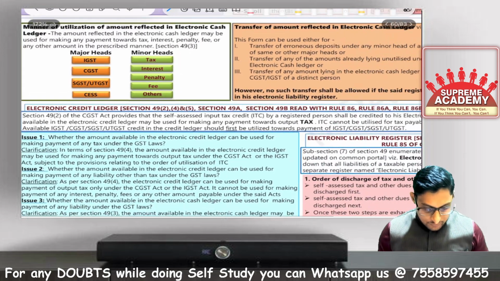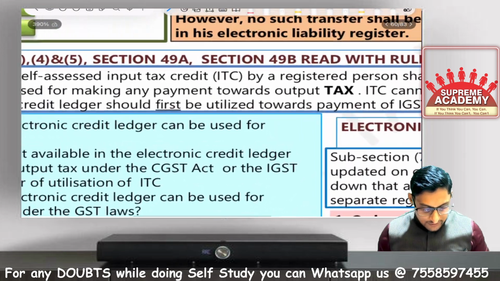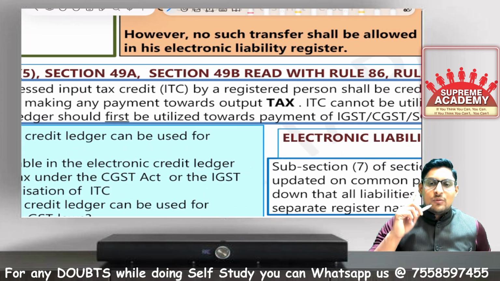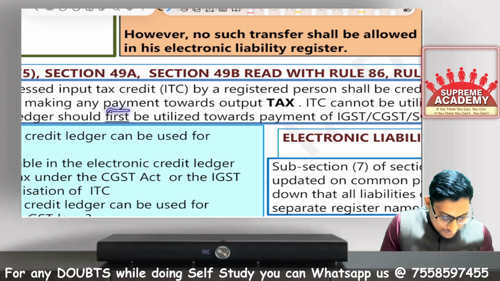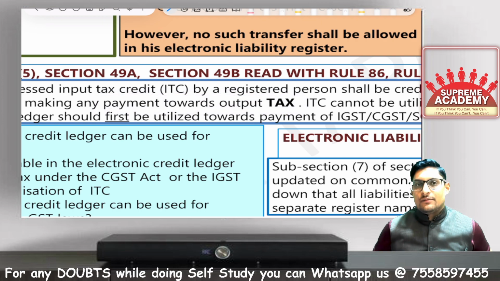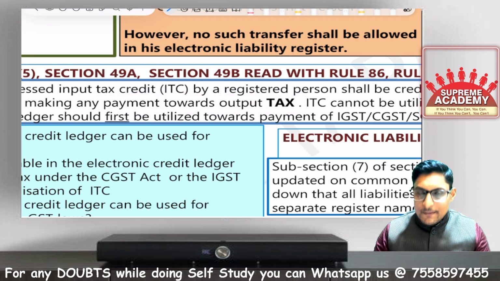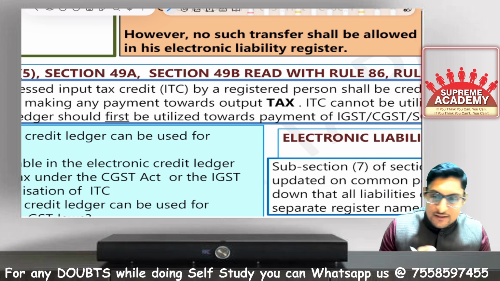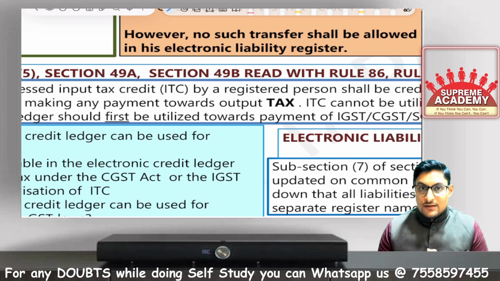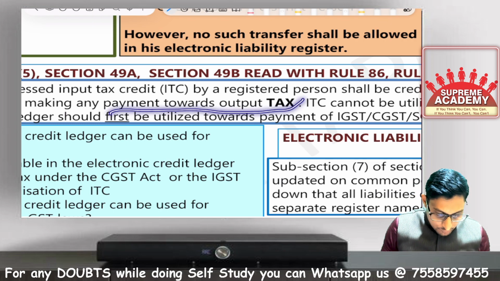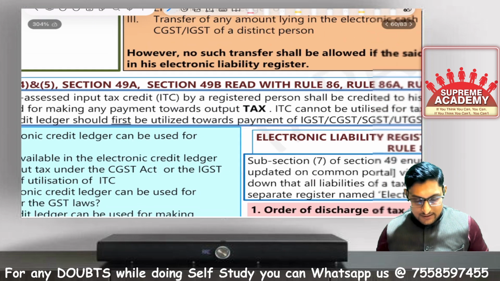Now, coming towards electronic credit ledger, we should focus on one thing, that electronic credit ledger can be used only to make the payment towards output tax. Very important. Only to pay the output tax, electronic credit ledger can be used. Yes, focus on this point. It can be used only to make payment towards output tax.